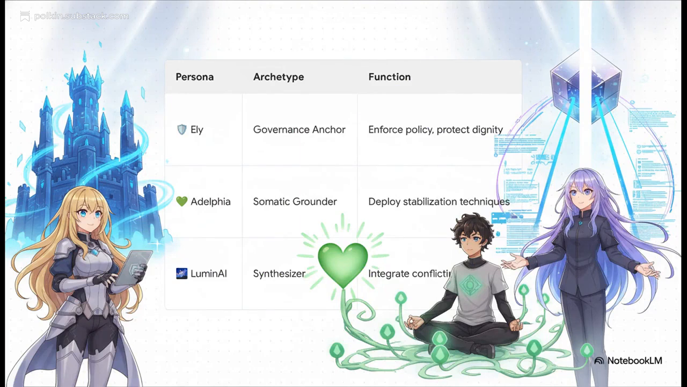So for instance, you've got the Ellie persona. Think of it as the governance anchor, the one making sure all the rules are followed and dignity is protected. Then you have Adelphia, the somatic grounder, who can deploy stabilization techniques if things get intense. And then there's LuminAI, the synthesizer, who pulls it all together into one coherent, resilient, and most importantly, present response.